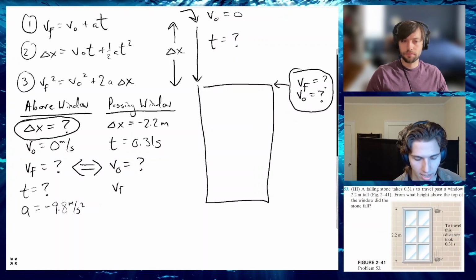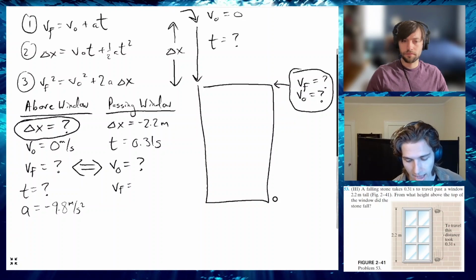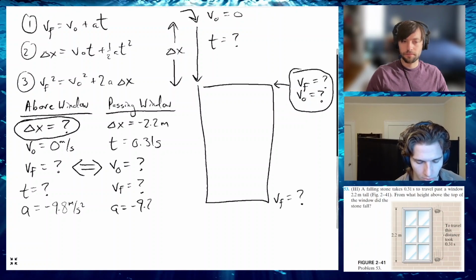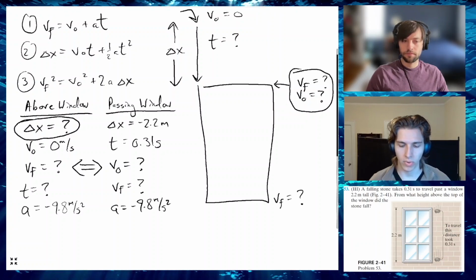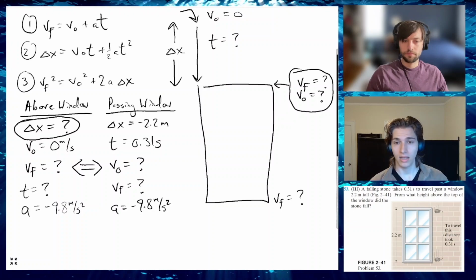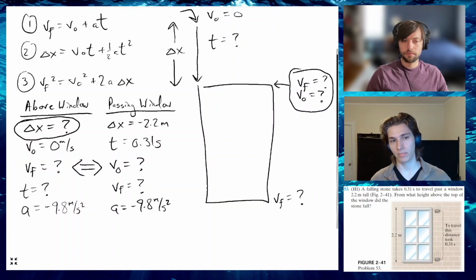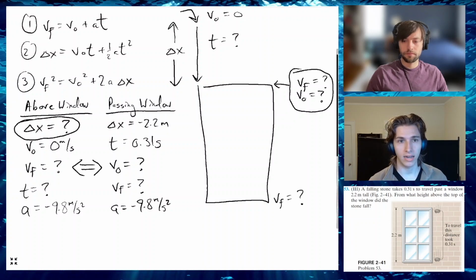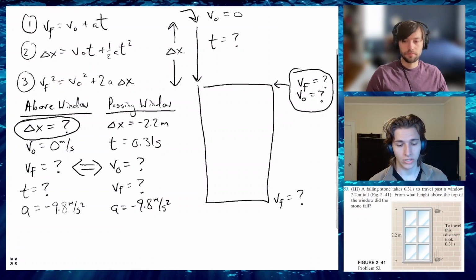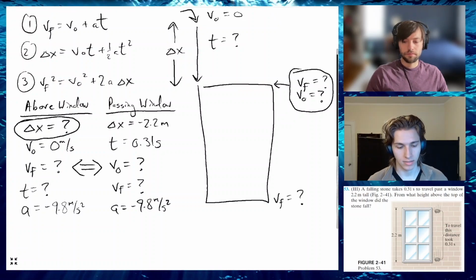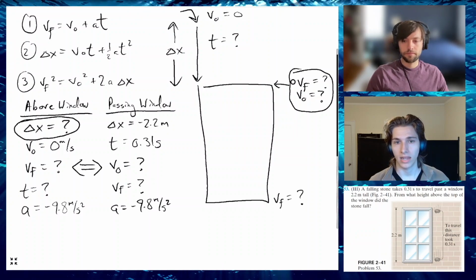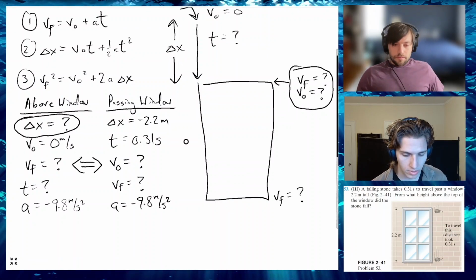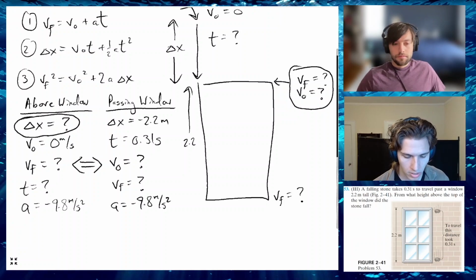But first, let's put that V final as it's passing the window is also unknown. And then acceleration for both of them is negative 9.8 meters per second squared. So acceleration is a constant. It's falling. Gravity's always negative 9.8. Above the window, delta x is what we're solving for. It's the height it falls before reaching the top of the window. V initial is 0 because we drop it from rest. V final is unknown, and it is going to be equal to the V initial as it's passing the window. The height of the window, delta x, is 2.2 meters.